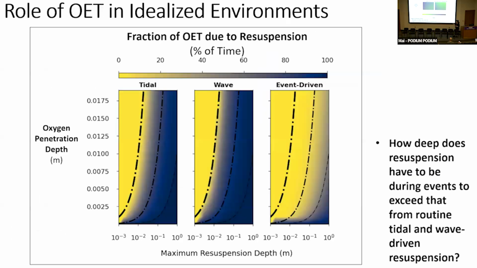One thing I will very, very quickly mention is that in addition to the Rhone site, we're doing this for different idealized environments. So we're using sine curves to represent tidally influenced deposition and erosion. We're accounting for near constant wave erosion and deposition, and then event-driven erosion and deposition using Gaussian curves. So you can start to look at how big an event has to be to influence the oxygen exposure time as much as, for example, a continuously resuspended tidal site.